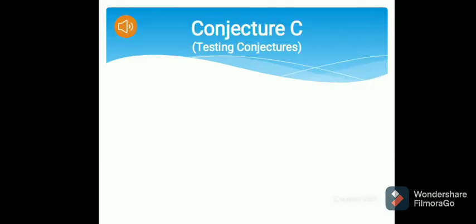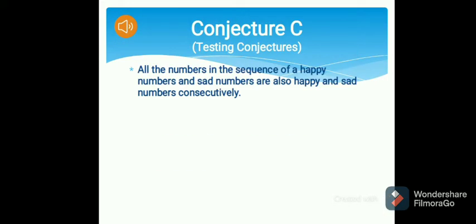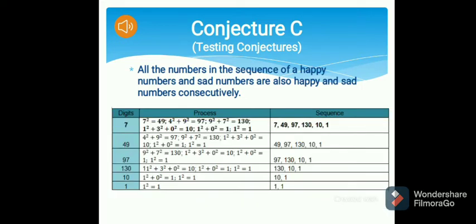Our conjecture C states that all the numbers in the sequence of happy numbers and sad numbers are also happy and sad numbers, consecutively. It means that all the consecutive results of squaring and adding were in the same group. For example, if the happy numbers, we have here the examples.